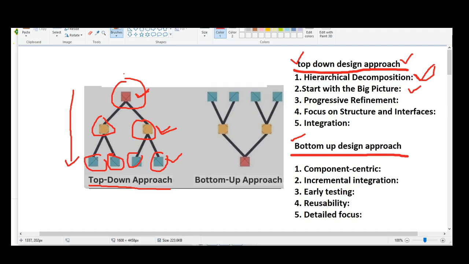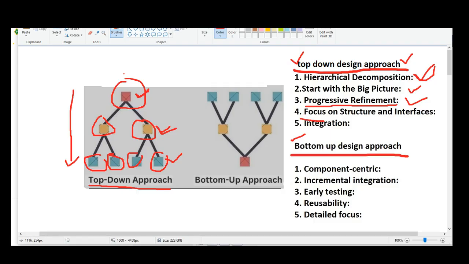The next one is progressive refinement. Progressive refinement means the subprograms are modified based on the requirements of the user, or if any errors arise in subparts or submodules, these are easily corrected by the programmers. So this is called progressive refinement. It means whenever the user needs any addition to the program or any added functionality to the program or system, they can easily add it to the system.